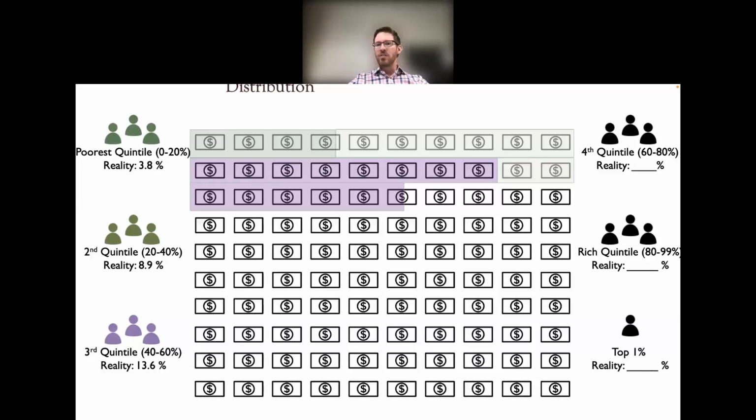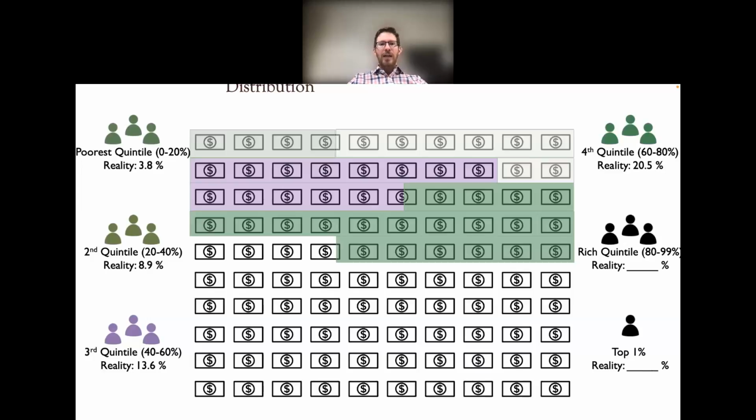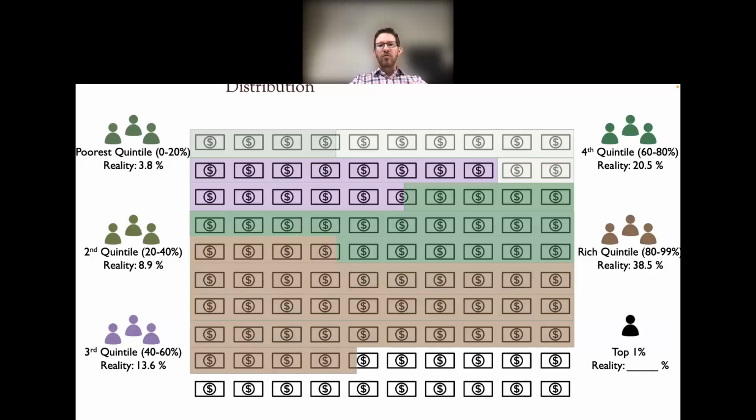Then the fourth quintile, so this is the second highest quintile, took in about their equal share, quote unquote. They took in about 20%. And then the rich quintile, so this is the top 20% besides the 1%, took in 38.5%. So quite the large share. And the top 1% took in 15.8%. So the top 20% together, that's the 80 to 99th percentile plus the 1%, brought in about 54% of the US economy's money.